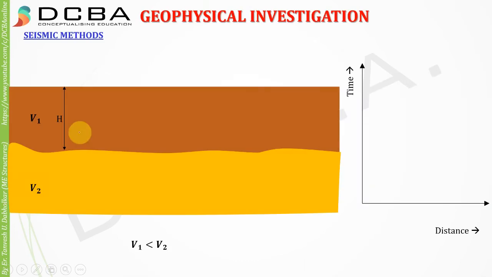Now let us come to that method, let us understand it. Let us say that our terrain is made up of two different kinds of soils, or let us say that this is a rock and this is the soil. Definitely the velocity of propagation of the shock wave through the rock and through the soil would be different. Let us assume that the velocity of propagation in rock, V2, is greater than V1, which is generally the case.